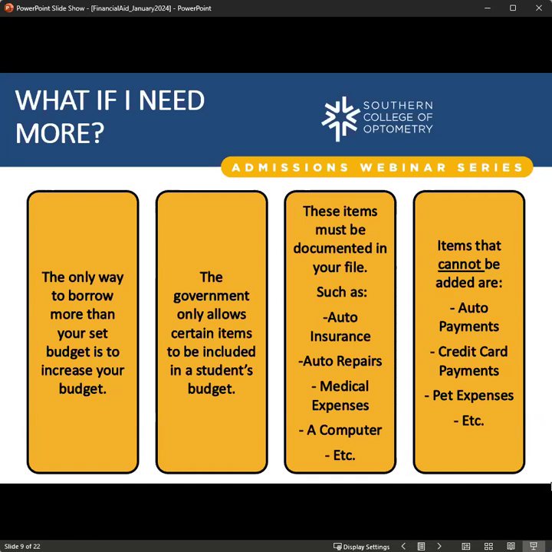Things that we cannot increase the budget for are automobile payments. We cannot pay for a car, credit card payments, pet expenses. Those type things are not approved by the Department of Education for the use of federal funds. Next slide, please.